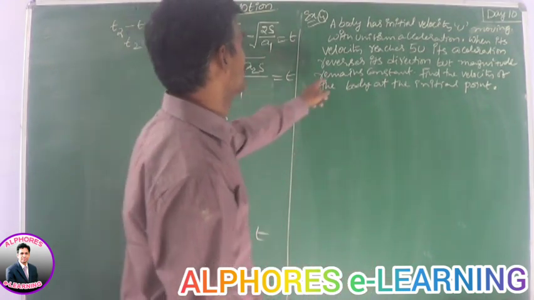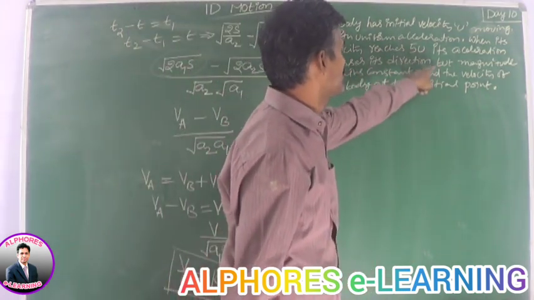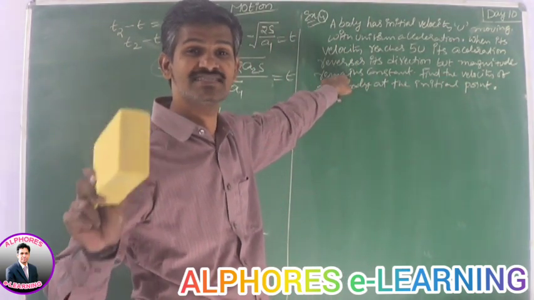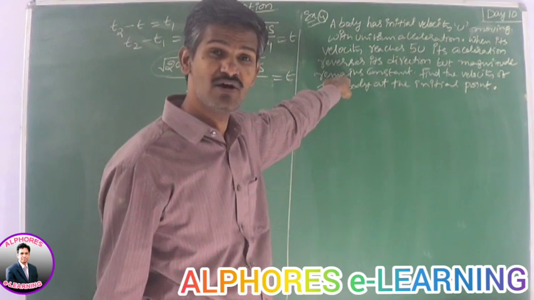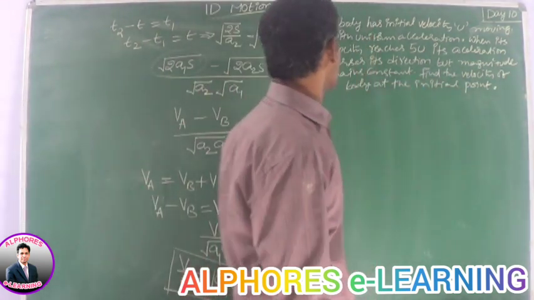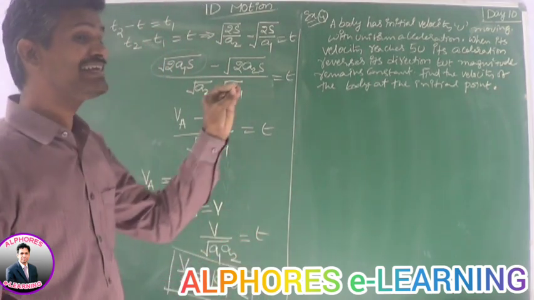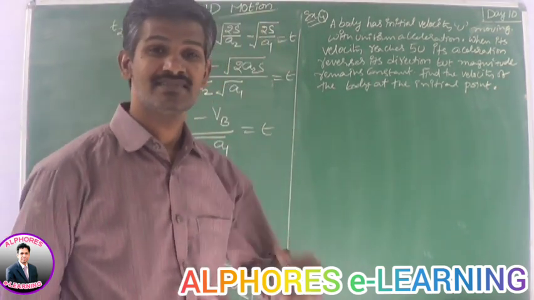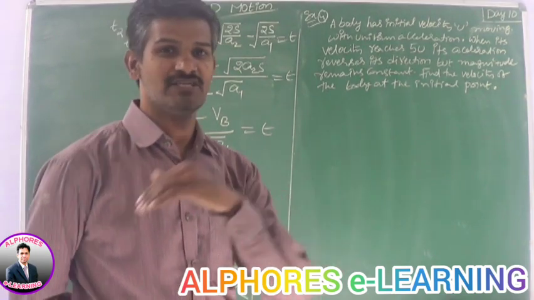How to solve the problem? The magnitude remains constant. Acceleration's magnitude does not change. What changes? Only direction changes. Find the velocity of the body at the initial point. So first of all, we have to understand the motion, then apply the equations.